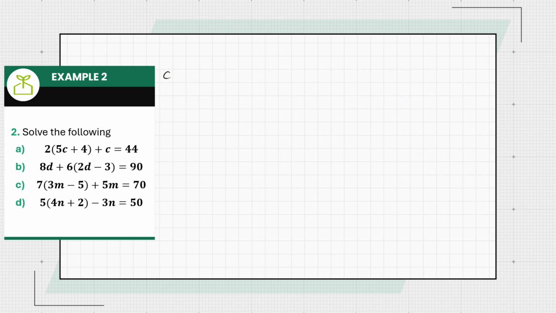Okay, for c, we have 7 bracket 3m minus 5, plus 5m, is equal to 70. Now, in order to solve, we're going to expand this out. So 7 times 3m is 21m. And then 7 times negative 5, well, that's minus 35. Plus that 5m is equal to 70.